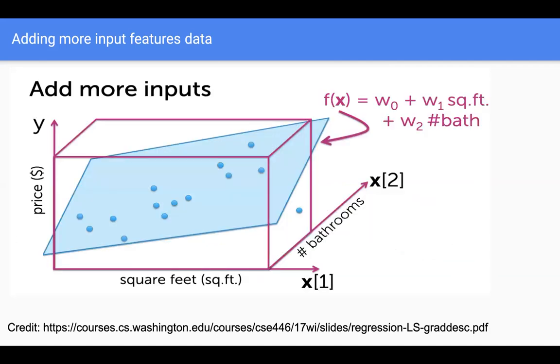Perhaps you may construct a three-dimensional figure like this, wherein you have the y-axis, which represents the price, the x-axis, which represents the square feet, and then you have x2, another axis, which represents the number of bathrooms. So again, your value of price is dependent on these two input features, which are the square feet and the number of bathrooms. And if we had to plot a plane or a function for this, then it may look like W0 plus W1 times square feet plus W2 times the number of baths.